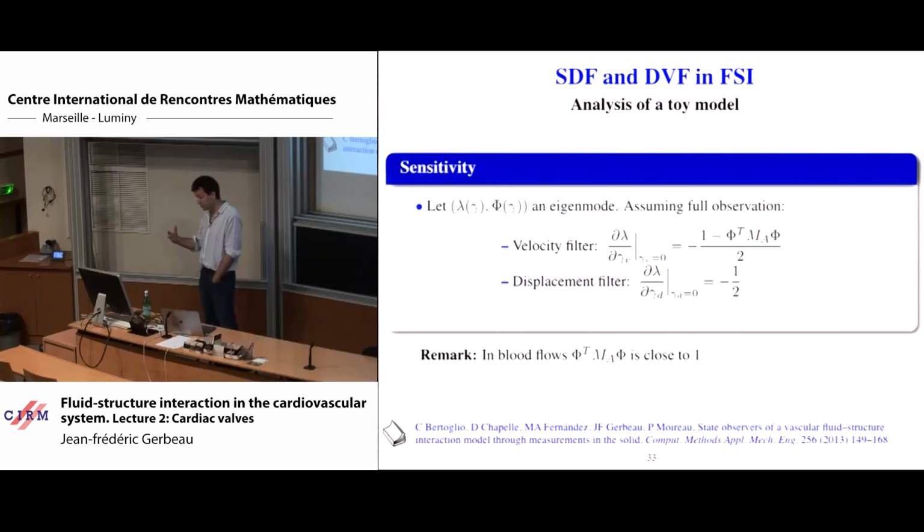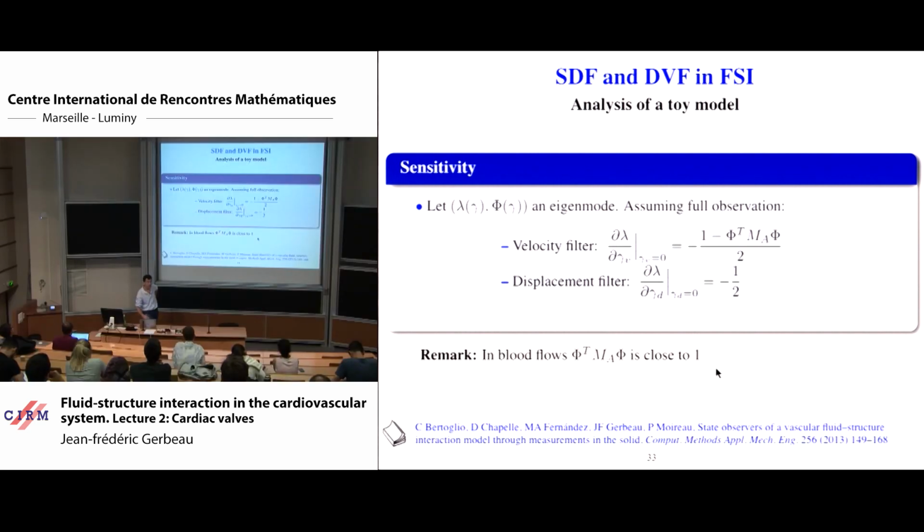And next, if you want to understand a bit more analytically what happens, you can have a look at the sensitivity of the eigenvalues with respect to the gain coefficient. And what you get in the fluid structure case is this formula. In the case of displacement measurement, the sensitivity is -1/2, assuming you have full observation, this is a simple case. And in the case of velocity, what you get is this added mass operator here.